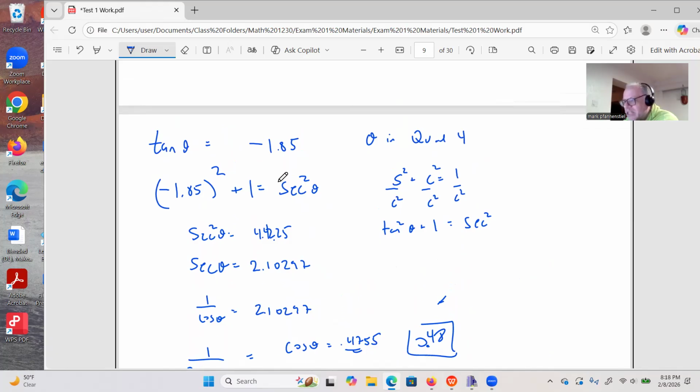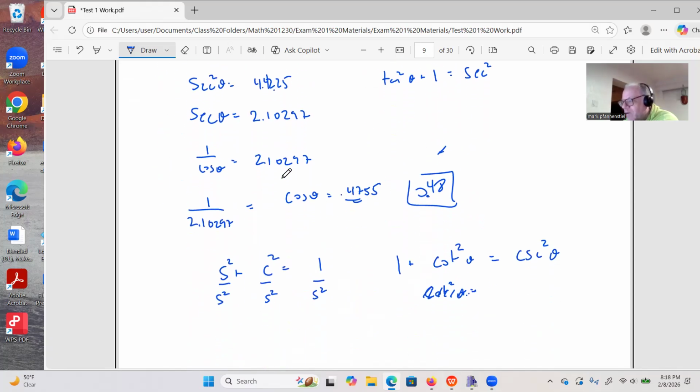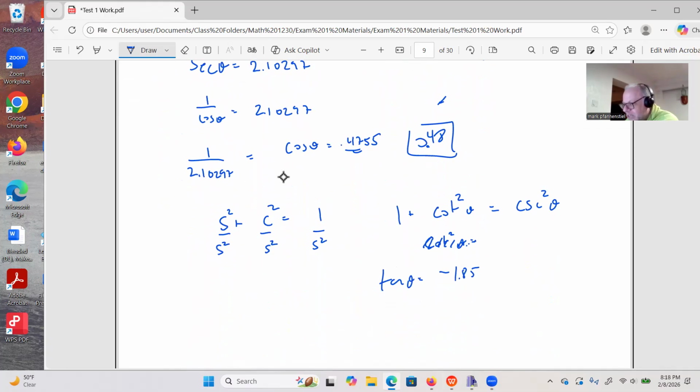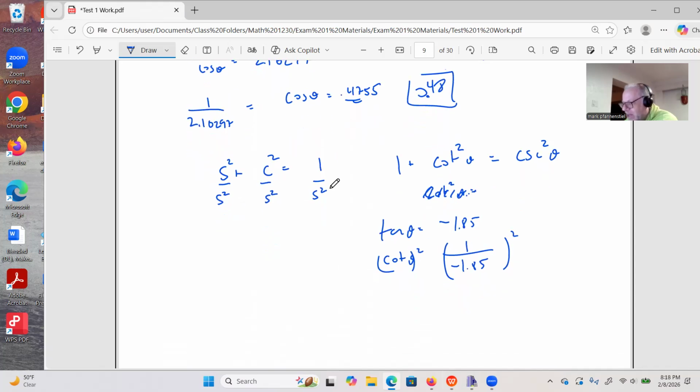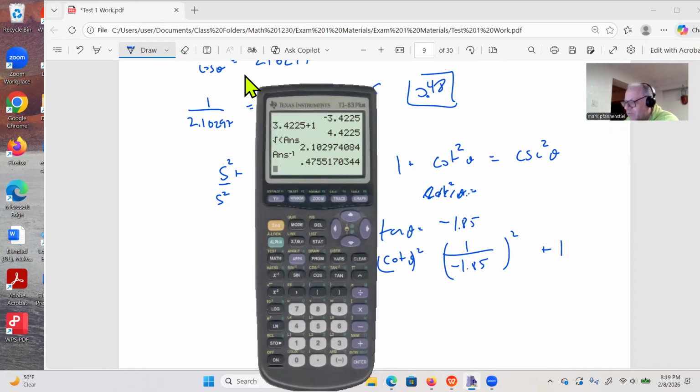So we know what the cotangent squared is. Well, we know what the tangent is. Cotangent is just the reciprocal. So since tangent was negative 1.85, we're going to say that the cotangent is going to be 1 over negative 1.85. We're going to square it. So we could say that the cosecant squared is equal to 1 plus 1 over negative 1 over 1.85. Okay, so let's go ahead and figure out what that's going to do for us.